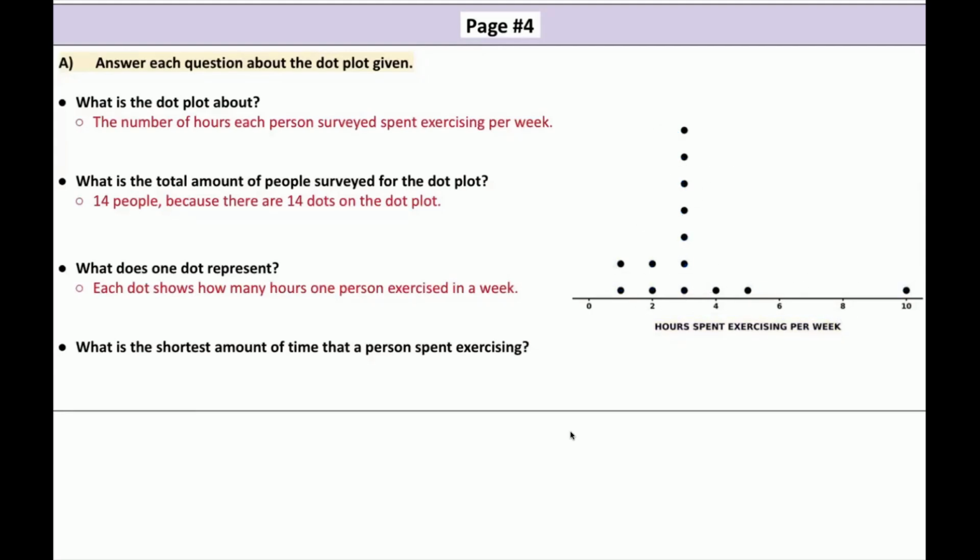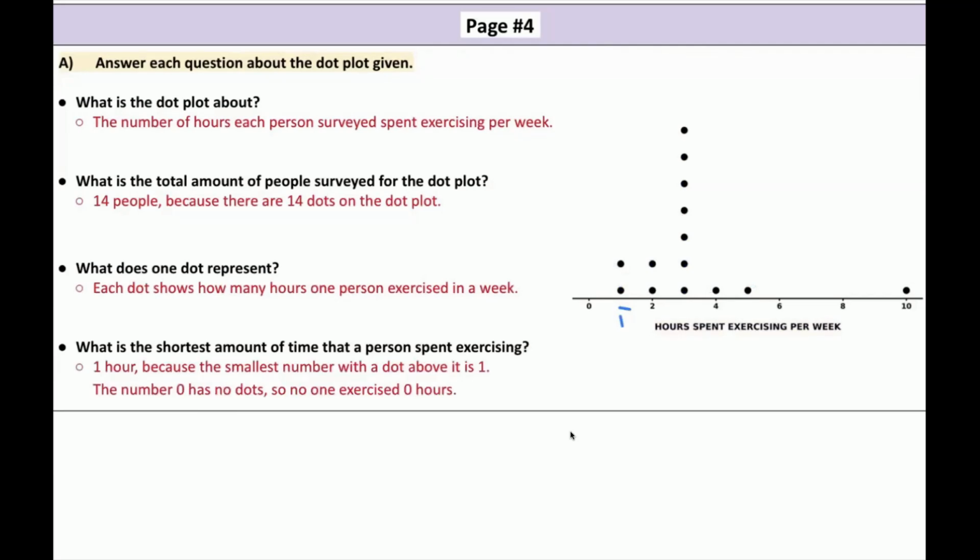And then what's the shortest amount of time that a person spent exercising? So we can see on this dot plot that no one spent 0 hours. Okay, there's no dots above 0, but we do have a dot in between 0 and 2. So that means that this number must be 1, and 2 people spent 1 hour exercising.